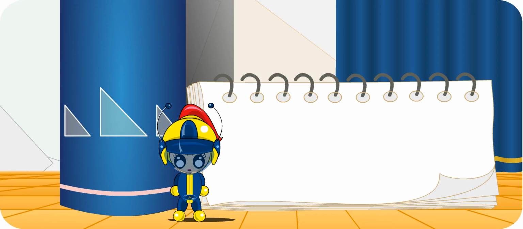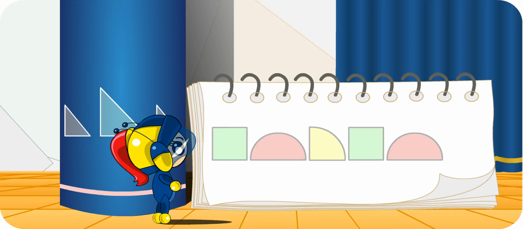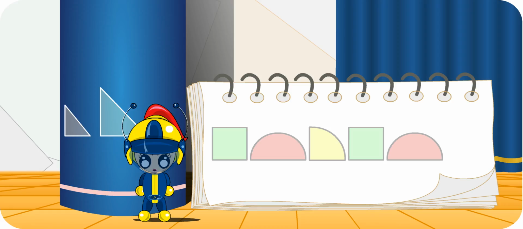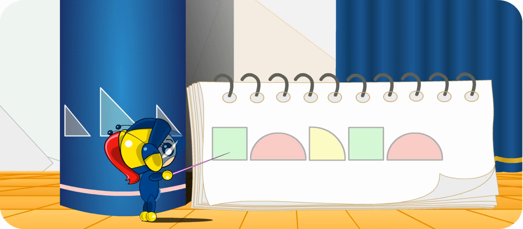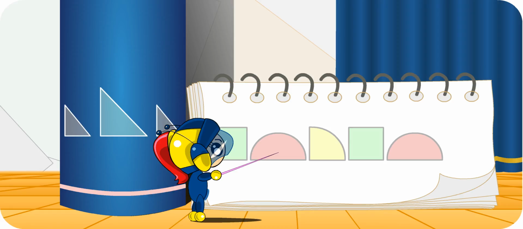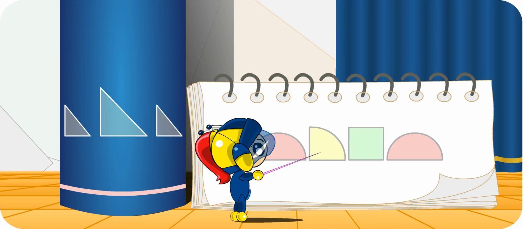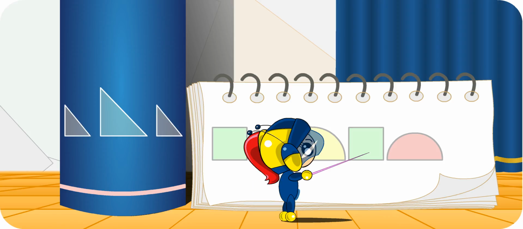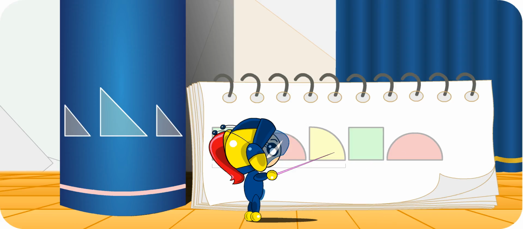Since we know that patterns are made up of repeated sets of shapes, let's try to complete this pattern by drawing the shapes that come next. First, we have a square, then a semicircle, followed by a quarter circle, and again a square, followed by a semicircle. I know the shapes repeat after the quarter circle.